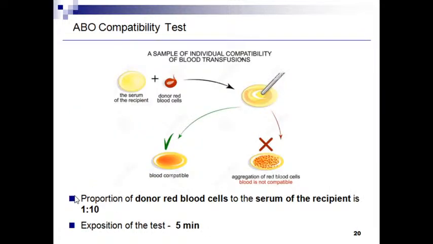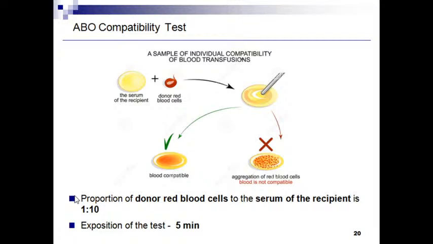ABO compatibility test, the technique. The same conditions, room for hemotransfusion, laboratory plate for transfusion, and we should combine the serum of the recipient and donor red blood cells in the same planchet and wait for 5 minutes. After 5 minutes, we can check our results.